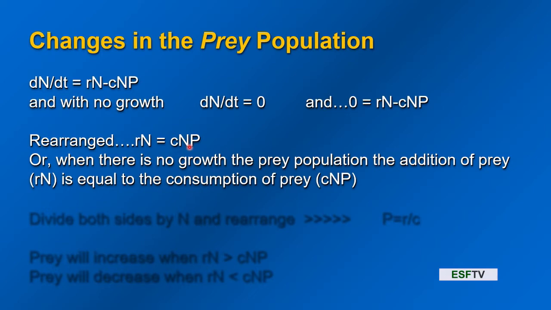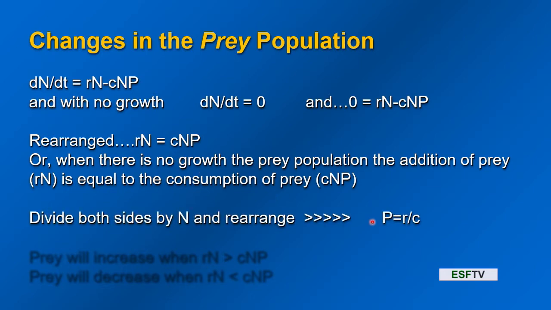Okay, consumption by the predator. All right, if we divide both sides by n and rearrange, we come up with this. If you divide both sides by n, it's R equals CNP or CP, and then you could divide by C and it becomes P equals R divided by C. Now I go through that fast and sometimes skip along a little bit, but you can do that without a whole lot of effort. It is just basic logic, algebra.